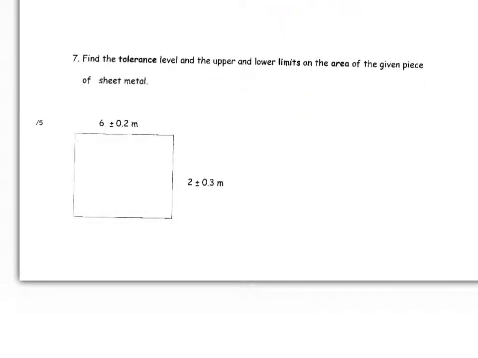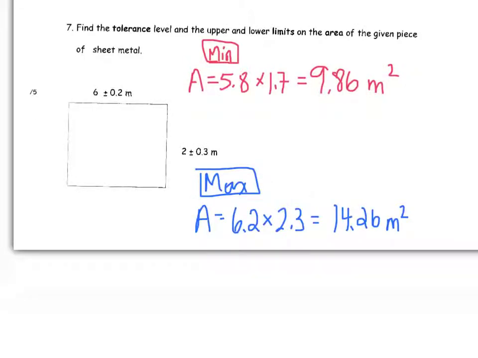Last question here. Find the tolerance level and the upper and lower limits of the area of the given piece of sheet metal. I'm going to pause this and write out my answer now and then unpause. Okay, welcome back. Well, I just took a moment now to just do some calculations on my own to catch up to you. I just asked myself, what's the minimum? That's in red here. Well, at a minimum, the size is 5.8 by 1.7, which if you multiply that together gives you an area of 9.86 meters squared.